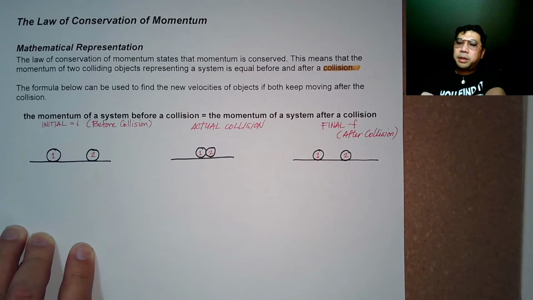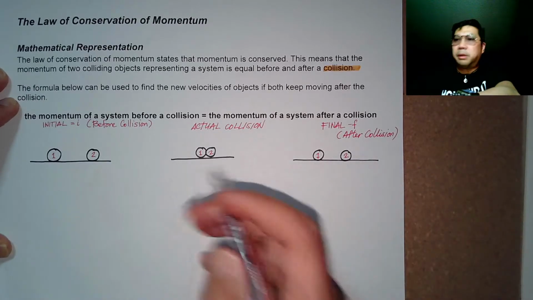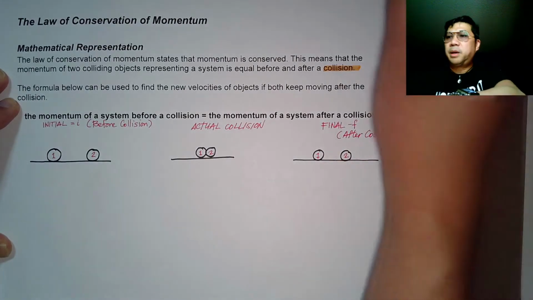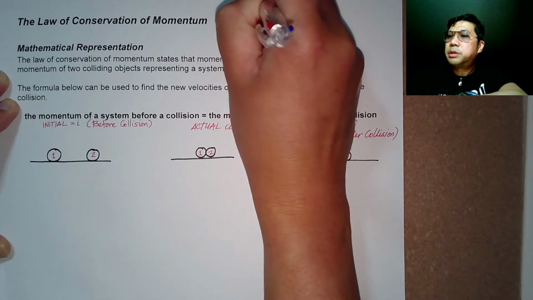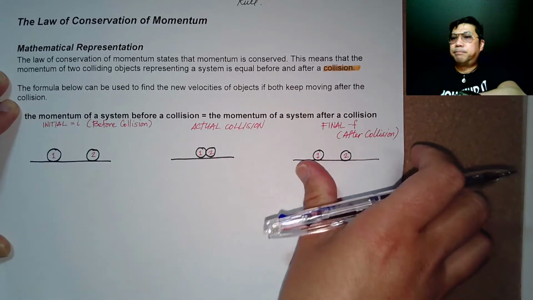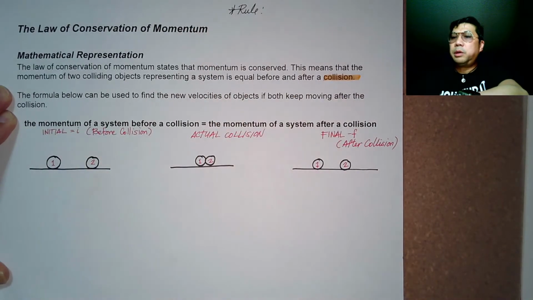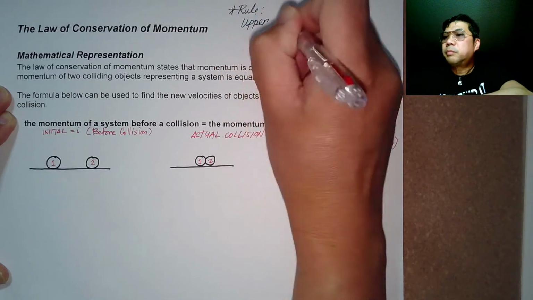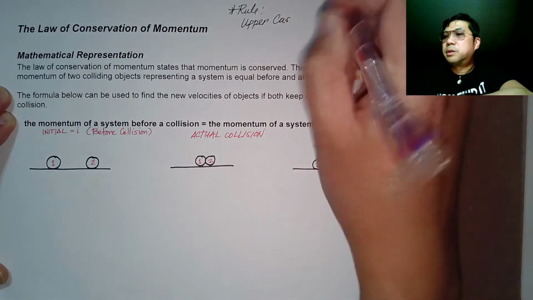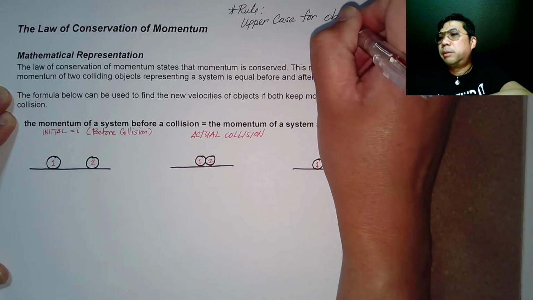Instead of using subscript, because sometimes subscript will cause us some confusion, why don't we come up with a rule? Why can't we come up with a rule? Let's use this rule, and I will write the rule right here. What rule shall we use? The rule that you will use: use uppercase for the first object, for object number 1.